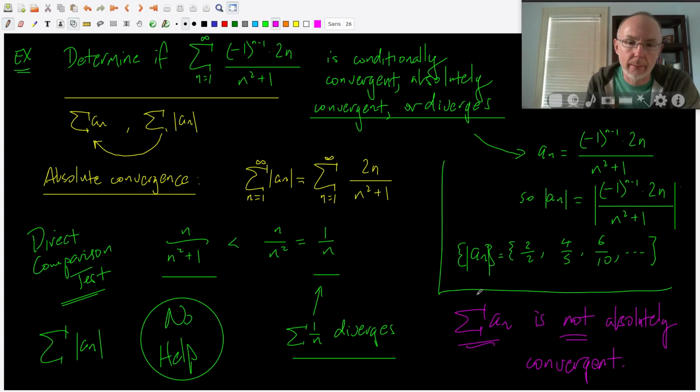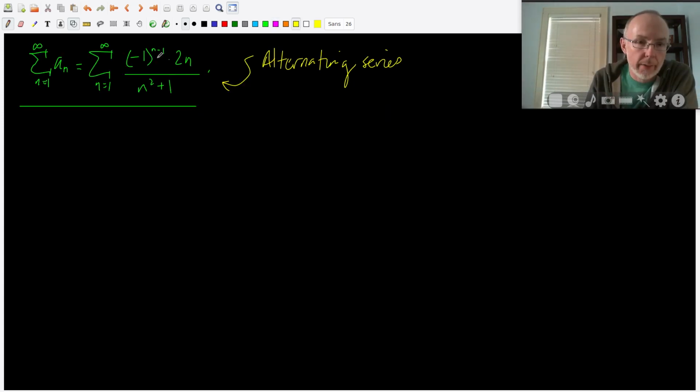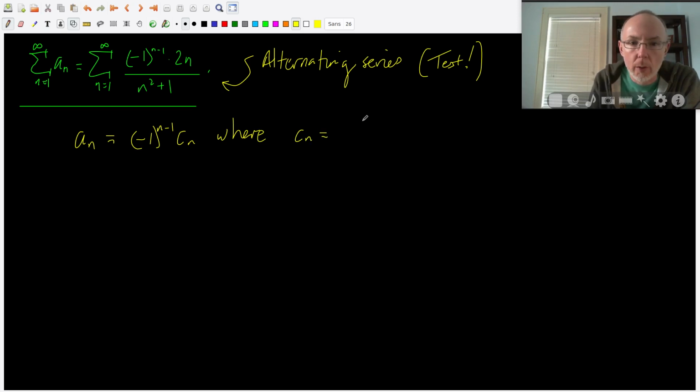So let's turn back to the original series. It's an alternating series, so the natural thing is to use the alternating series test to see if it actually converges itself, because we don't really have anything else to work with. So what we need to do is find another series which has the positive parts. We usually use b, but seeing as I've already used b in this problem, I'm going to call it c. So c sub n are the terms you get from just the positive series, 2n over n squared plus 1. So that's f of n.